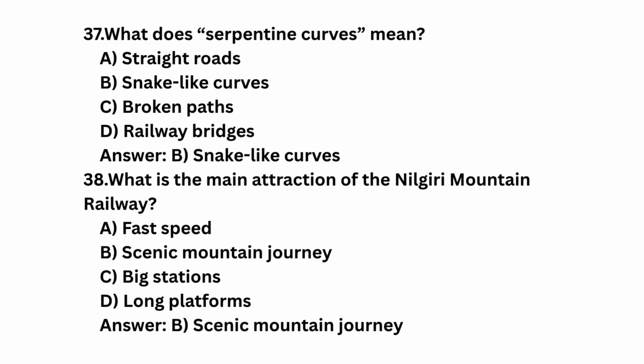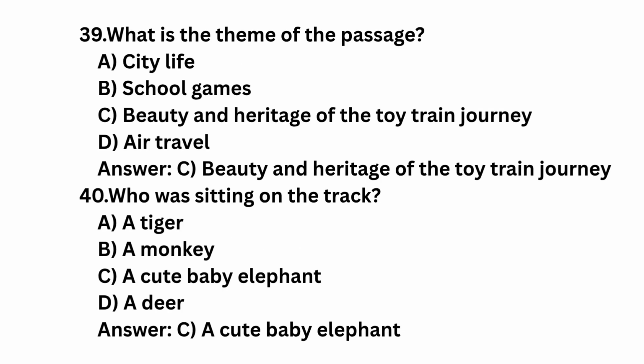Answer: snake-like curves. What is the main attraction of the Nilgiri Mountain Railway? Fast speed, scenic mountain journey, big stations, long platform. Answer: scenic mountain journey. What is the theme of the passage? City life, school games, beauty and heritage of the toy train journey, air travel. Answer: beauty and heritage of the toy train journey. Who was sitting on the track? A tiger, a monkey, a cute baby elephant, a deer. Answer: a cute baby elephant.